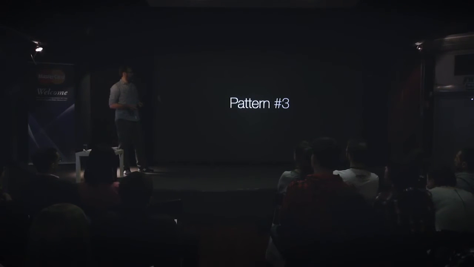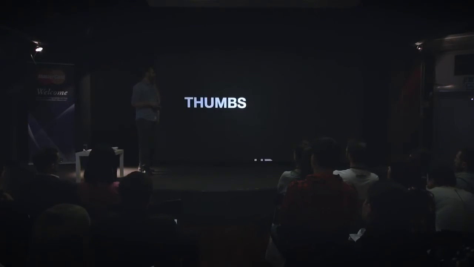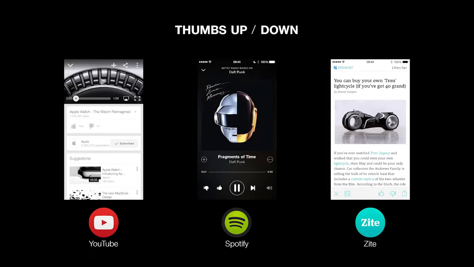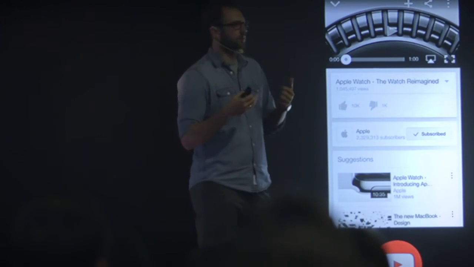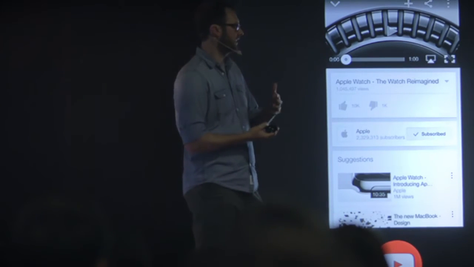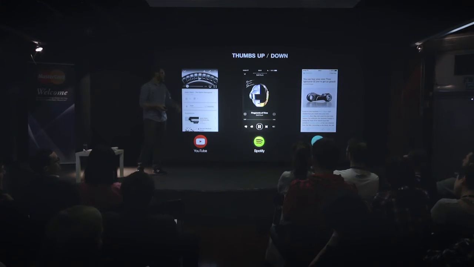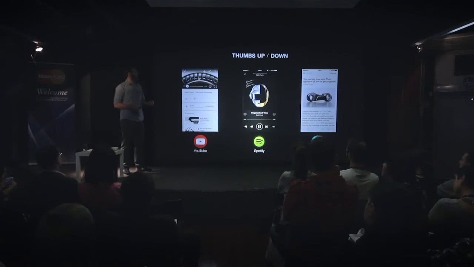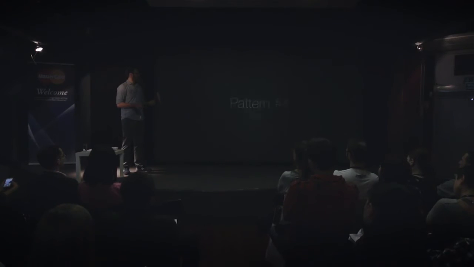Pattern number 3 is thumbs up, thumbs down. It's also called voting. And we have YouTube, Spotify, and Zeit here. All of them use almost the same iconography to allow users to like or dislike the content, whether it is a video, song, or article. But the key value of it is that the recommendations are built upon that. So it was important for us.